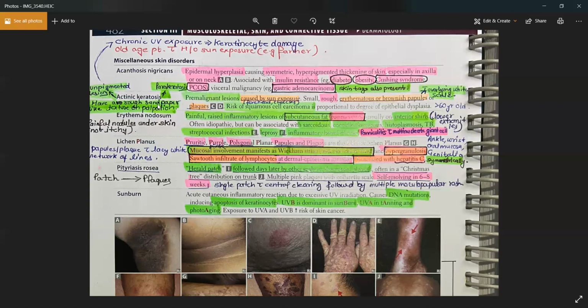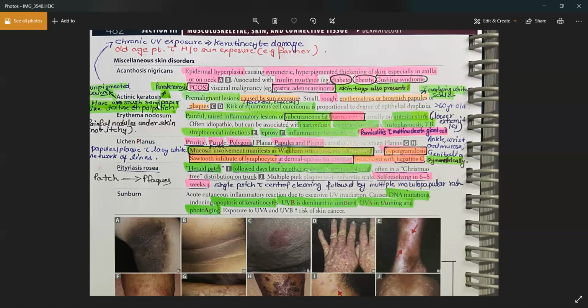Very important. You will have hypergranulosis in case of lichen planus on the biopsy of the lesion. Whenever you do the biopsy, you will get the hypergranulosis. It is a very unique thing for lichen planus. You will also have the sawtooth infiltration of lymphocytes at the dermoepidermal junction.